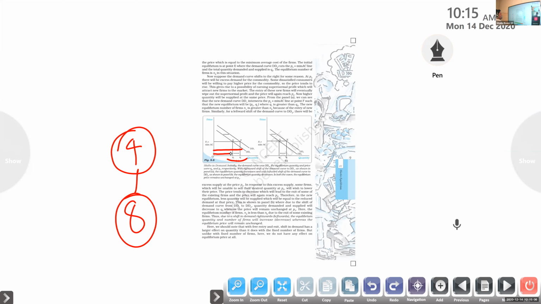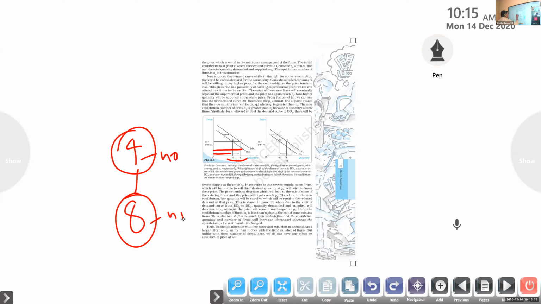Where Q1 is greater than Q0, the new equilibrium number of firms N1 is greater than N0. So the new equilibrium number of firms increases. Consider this is N0 and this is N1, because of the entry of new firms. Similarly, for a leftward shift of the demand curve DD2, there will be excess supply at the price P0.